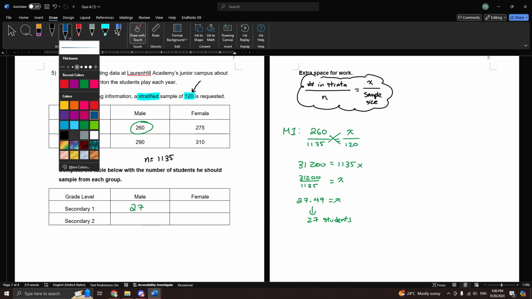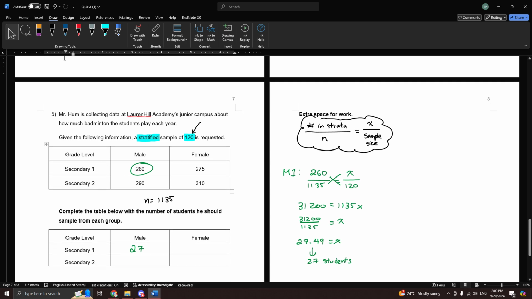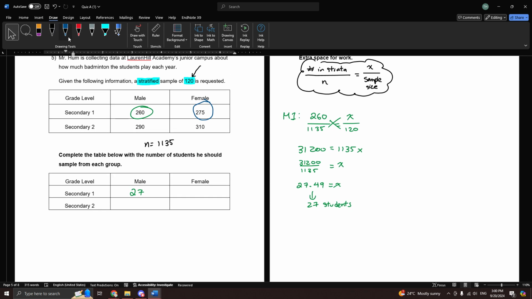Next, let's do Sec 1 female students. So I'm going to put this right here, F1. Same deal as before. Number in the strata is 275. We get that from our table.